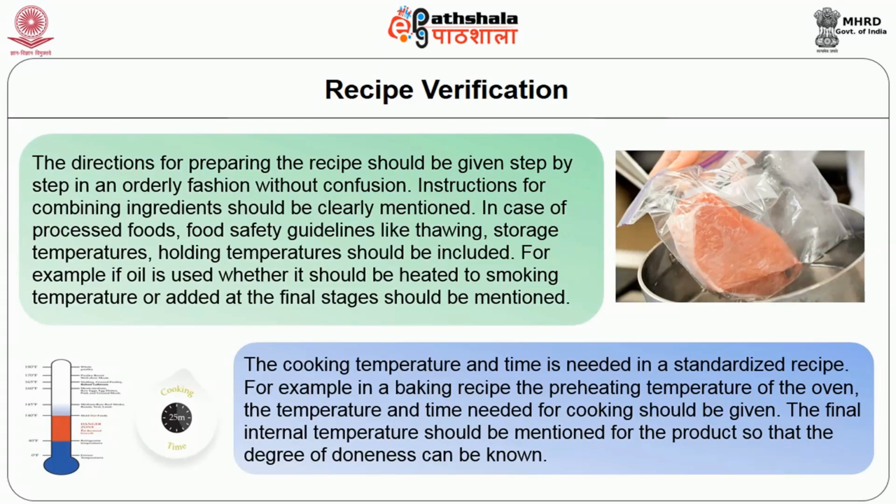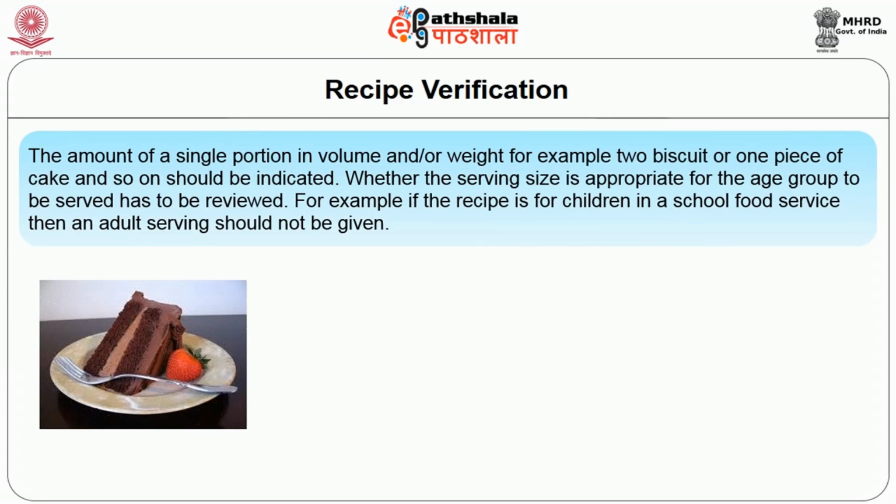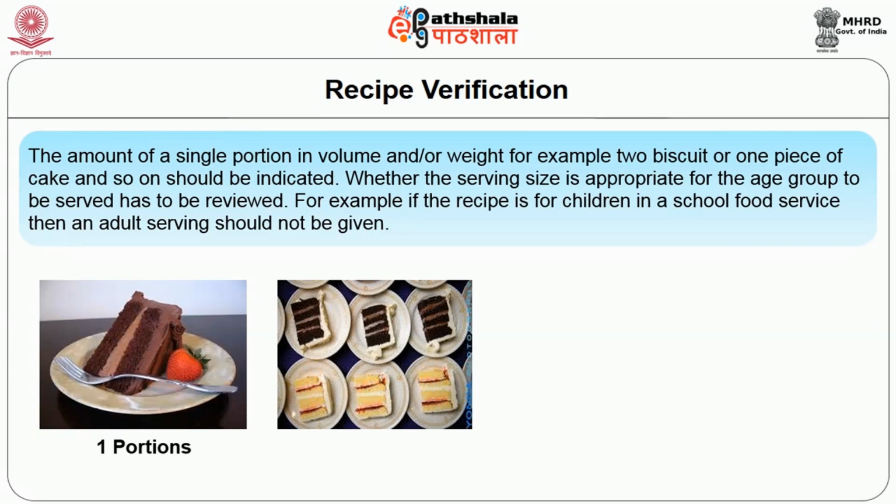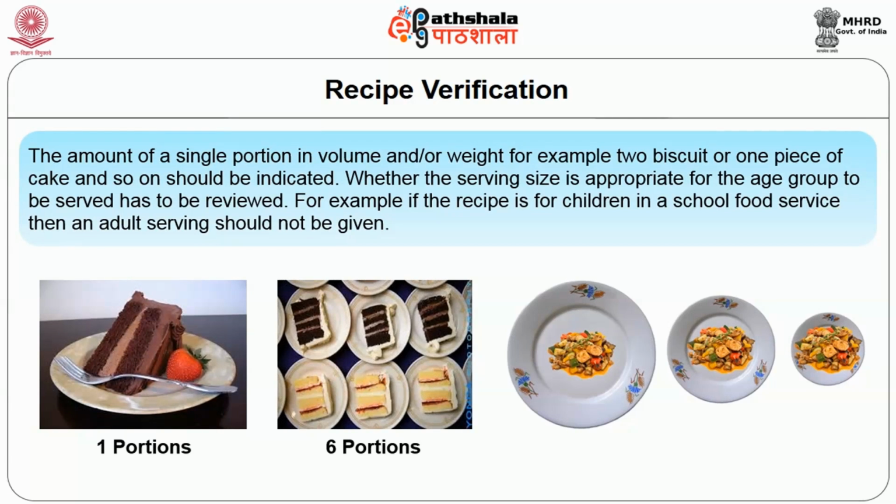The cooking temperature and time is needed in a standardized recipe. For example, in a baking recipe, the preheating temperature of the oven, and the temperature and time needed for cooking should be given. The final internal temperature should be mentioned for the product so that the degree of doneness can be known. The amount of a single portion in volume or weight, for example, 2 biscuits or 1 piece of cake and so on, should be indicated.